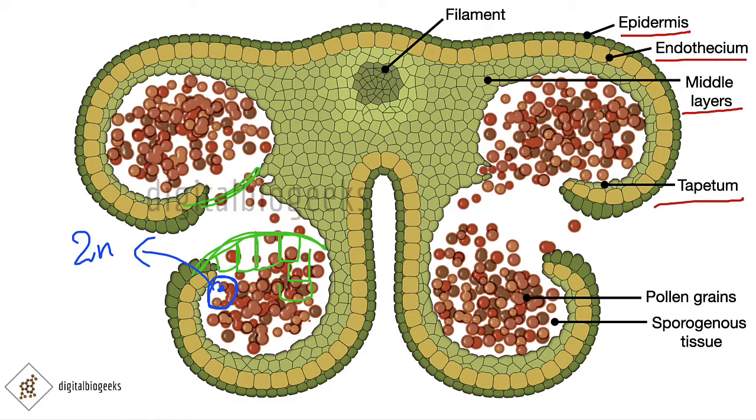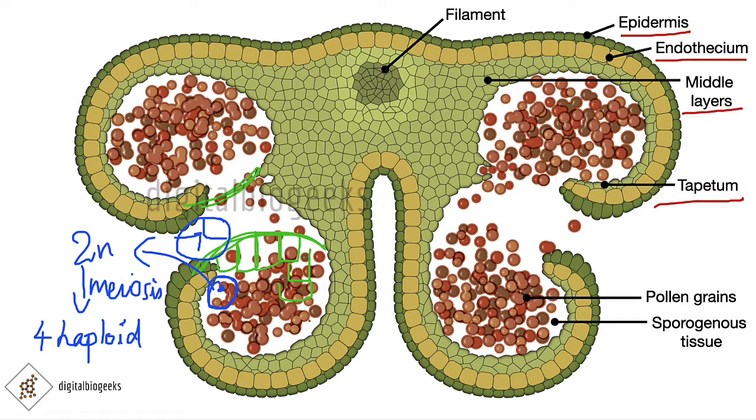This microspore mother cell undergoes meiosis and produces 4 haploid cells. These haploid cells are arranged in 4 groups and are called tetrads. It will be like this.